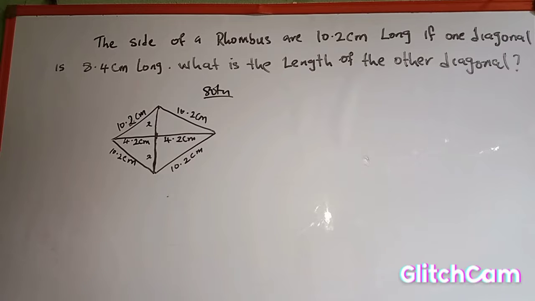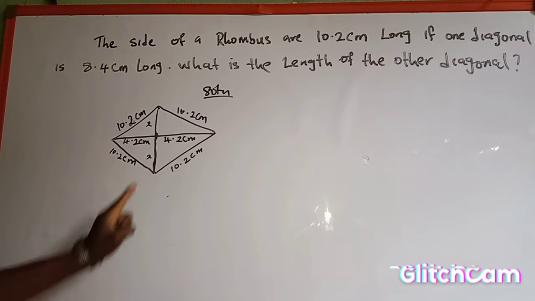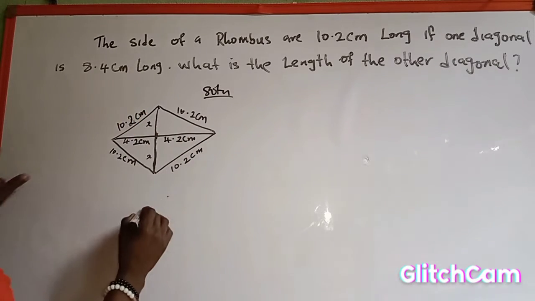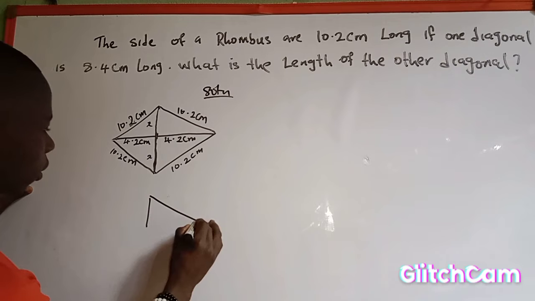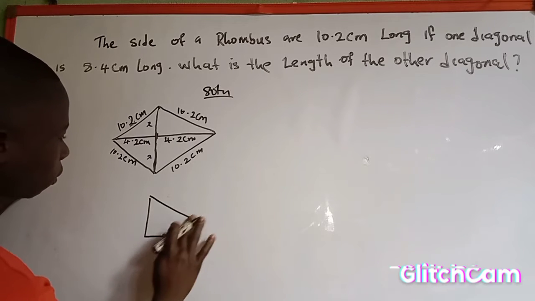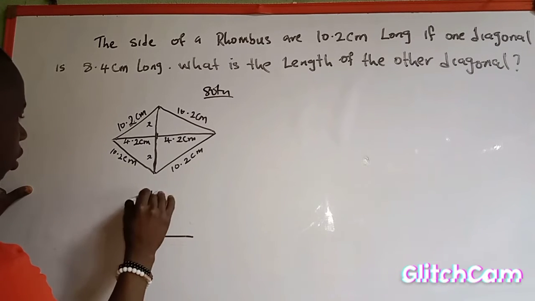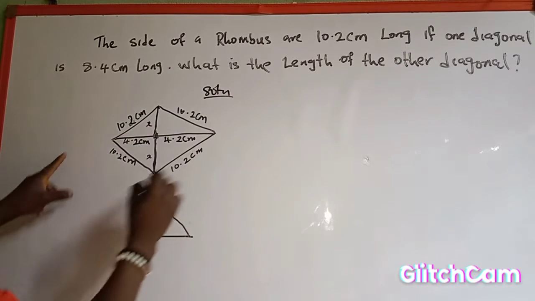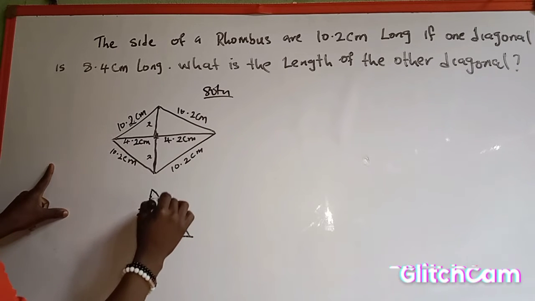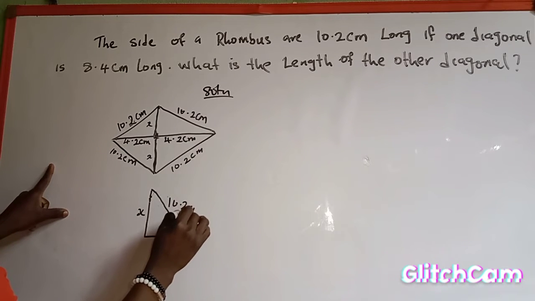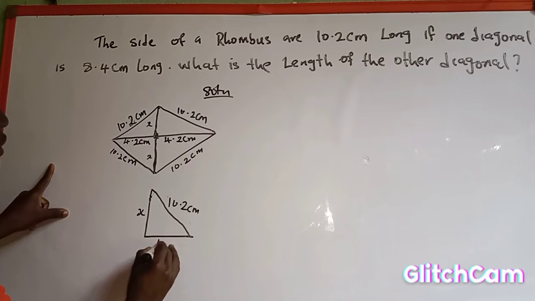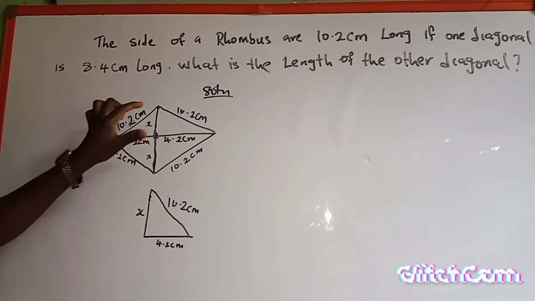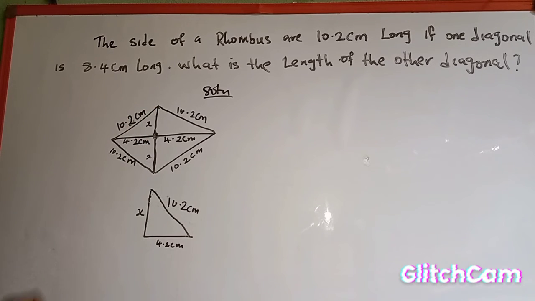Before we can calculate this, if you look at this rhombus, we can bisect this into a right angle triangle. So let us bisect from this rhombus. So this is a right angle triangle. We bisect from this place. So this place now will be S, and this is 10.2 centimeter, and this place will be 4.2 centimeter. So we are going to find the diagonal of this, then we replace it in our rhombus.